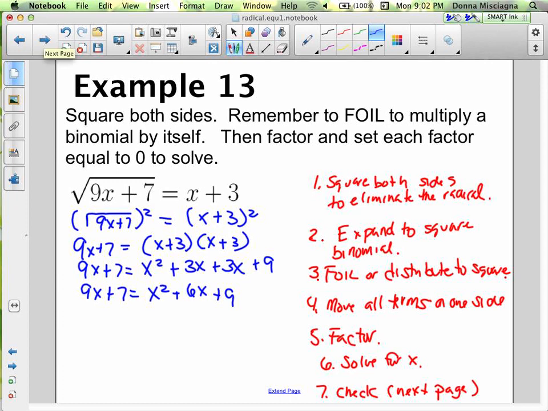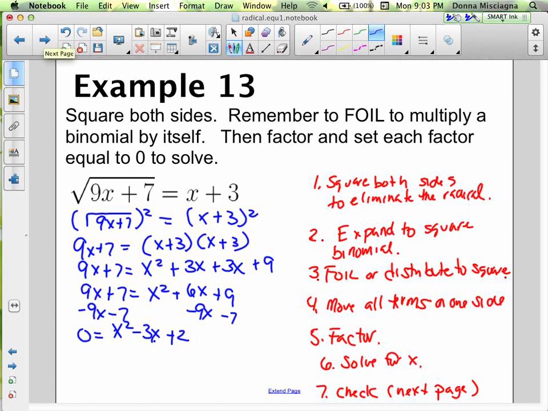It makes sense to move it to the right. So we're going to subtract 9x and subtract 7. So that gives us 0 equals, got to be equal to 0 to solve a quadratic, equals x squared minus 3x plus 2. Right? 6 minus 9 is negative 3. 9 minus 7 is 2.